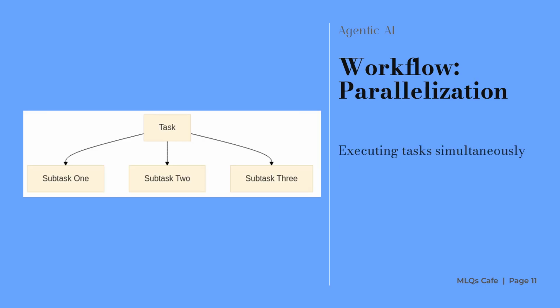Parallelization workflows allow agents to perform multiple independent tasks at the same time. This is useful when tasks do not depend on each other. For example, an agent performing research may collect information from multiple sources simultaneously before combining results. Parallelization improves speed and scalability.